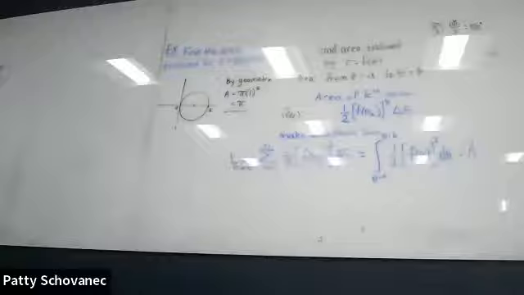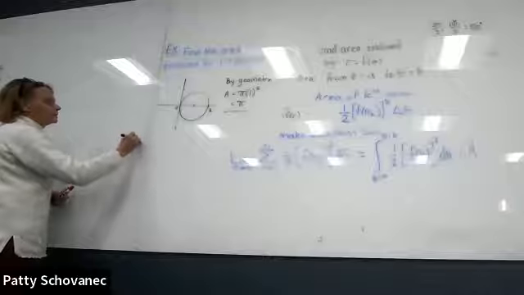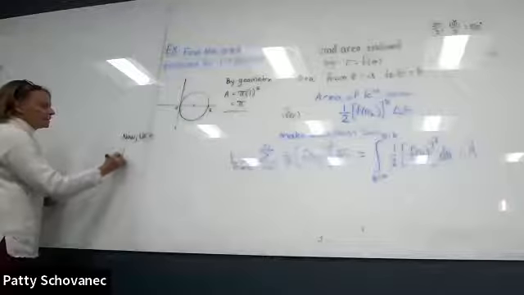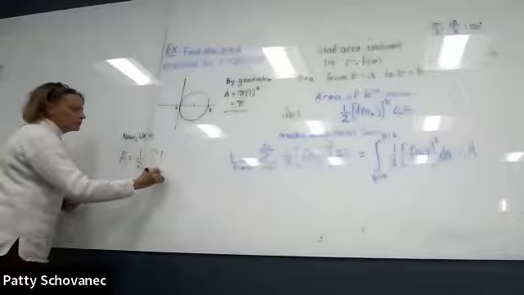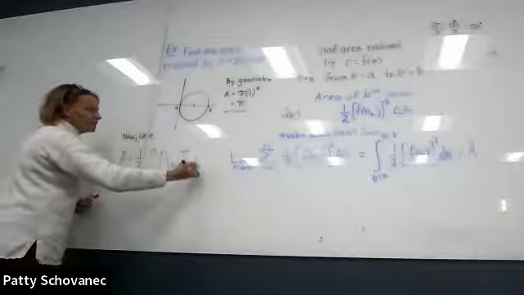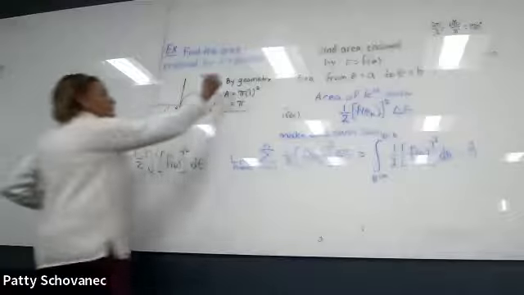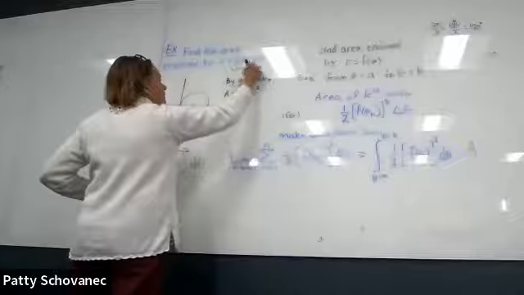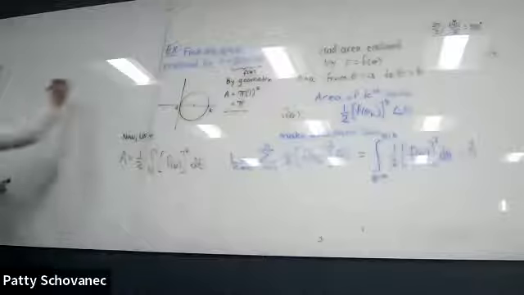Now, let's use our brand new, never been used formula. Now use the fact that the area is 1/2 the integral of f of theta squared d theta. Our f of theta is this, 2 cosine theta. Here we go.